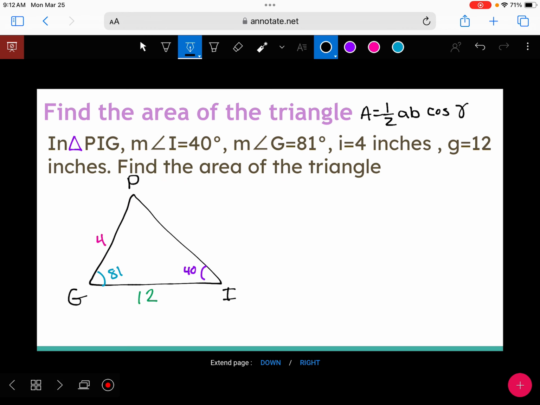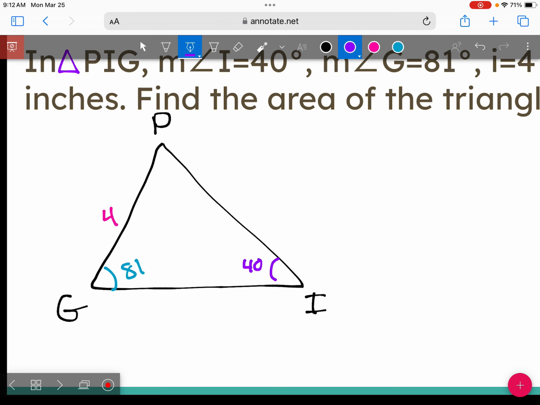Oh, yep, it is side G. Sorry, I rewrote it wrong. Side G is 12. What happens when I read from this hard of an angle?